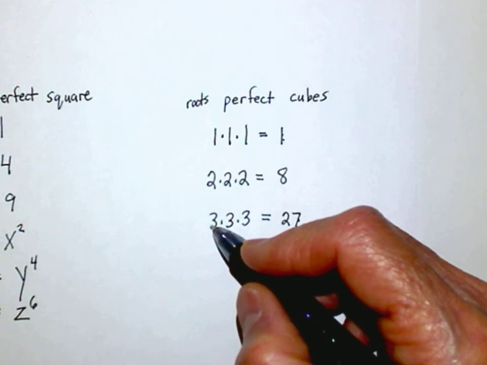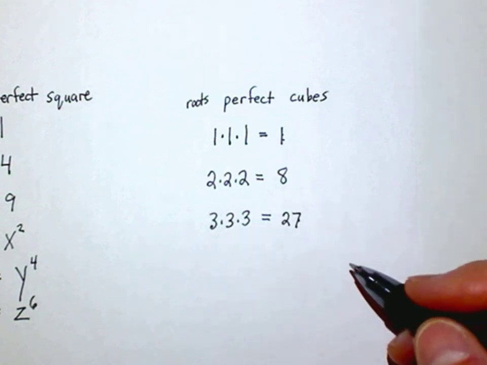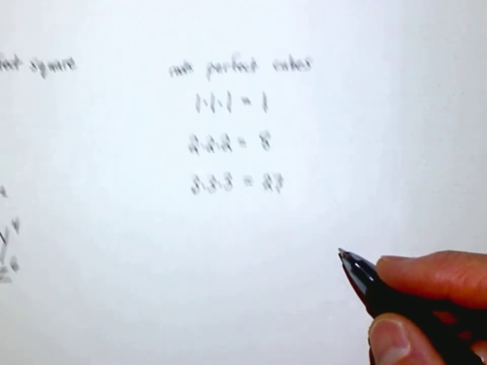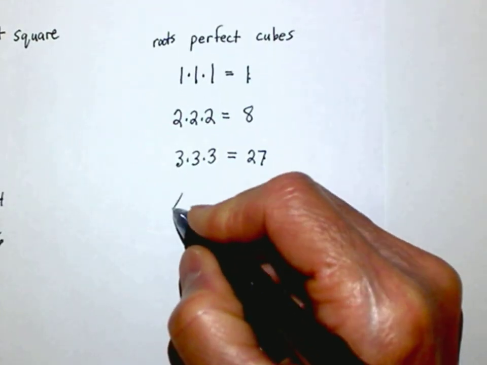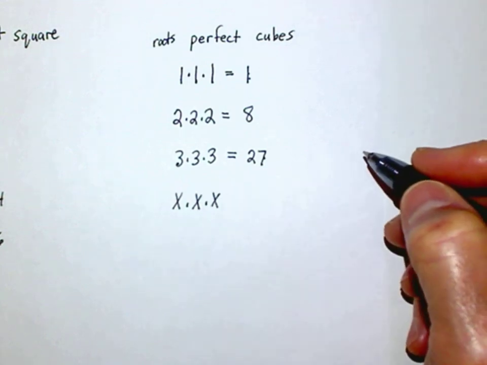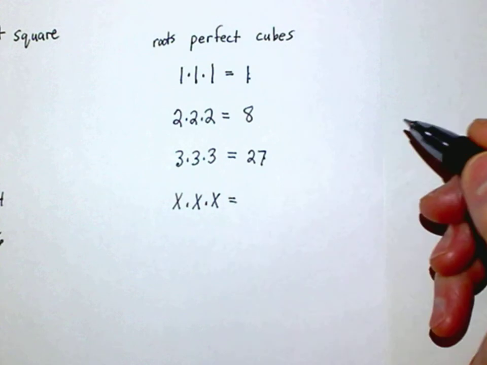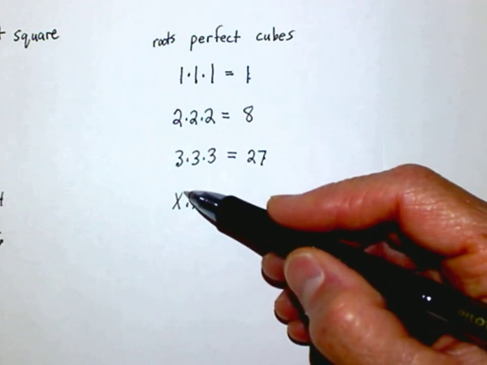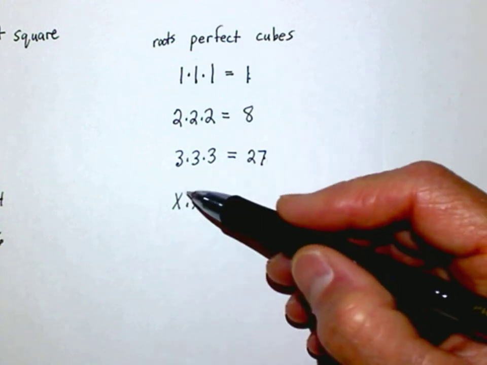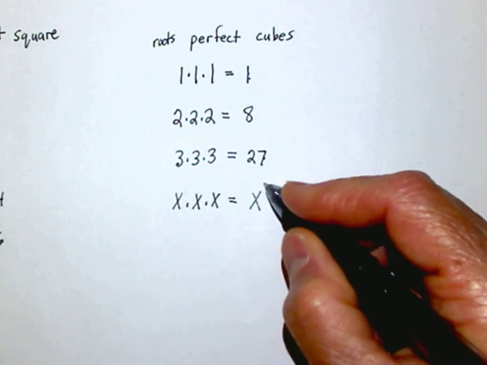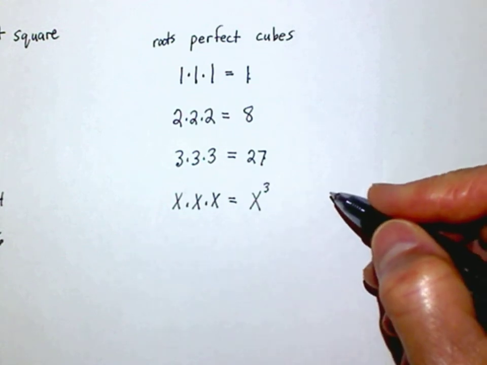Okay, your list goes all the way through 10 cubed, which is 1,000, and we don't usually have to go past that. Let's look at the letters now. X times x times x. Remember, we're needing to add the exponents when we multiply. Well, what is the exponent? If I don't see an exponent, it is automatically 1. So 1 plus 1 plus 1 is 3. That gives me x to the 3rd power.